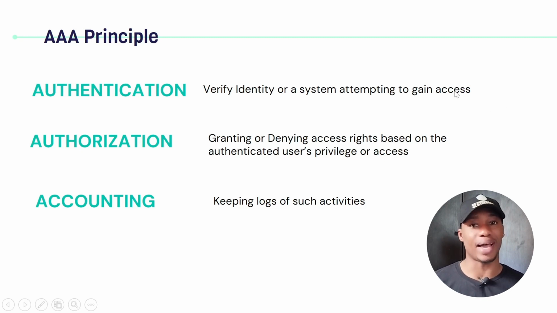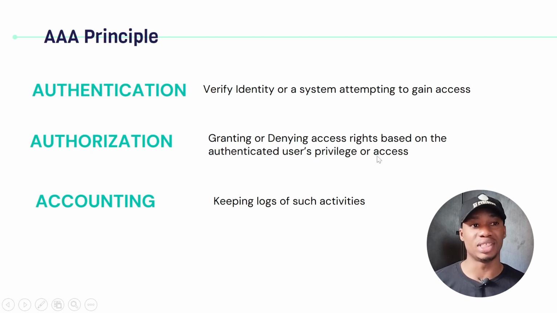You must authenticate by, for example, using your biometrics, maybe your fingerprints. If you want to access a vault that has money, you have to authenticate. The system should ask who is trying to gain access. So when you put your fingerprint, it will scan it and say, okay, it's Emmanuel that is trying to access this. Then authorization comes into place. Is Emmanuel authorized to access the vault he is trying to access?